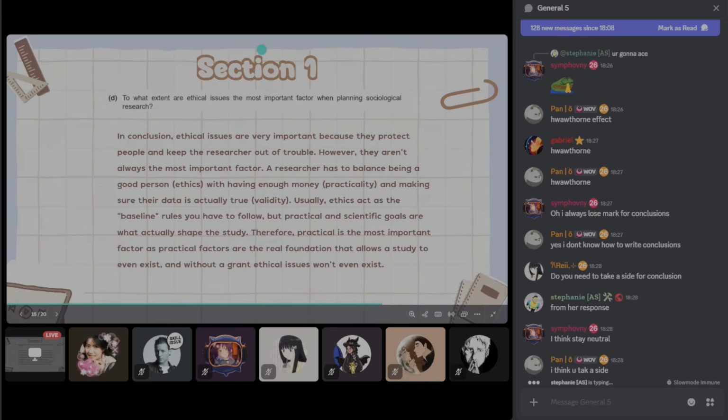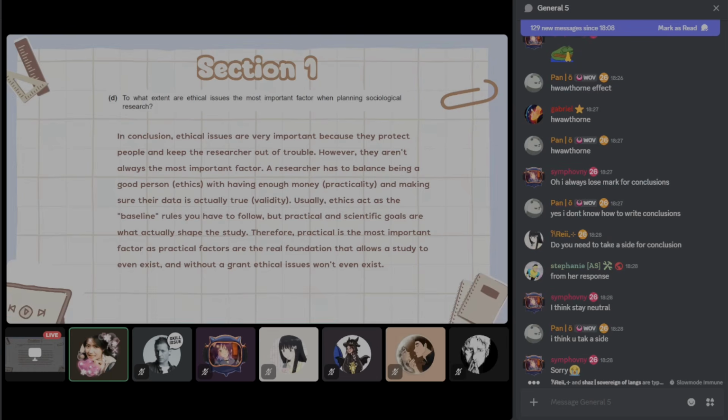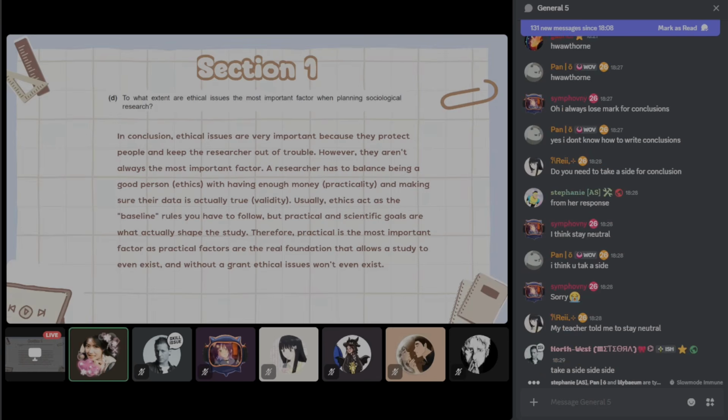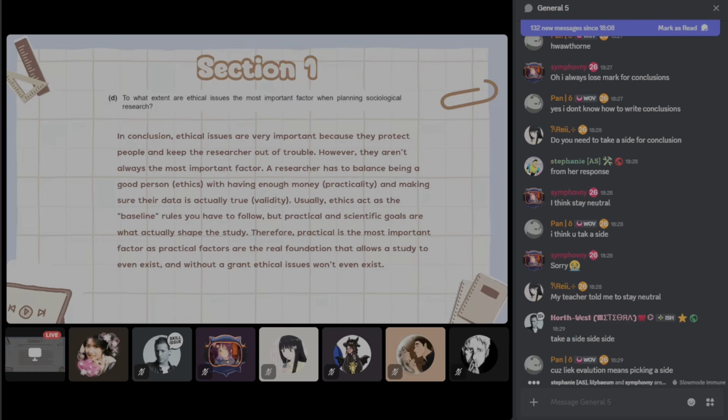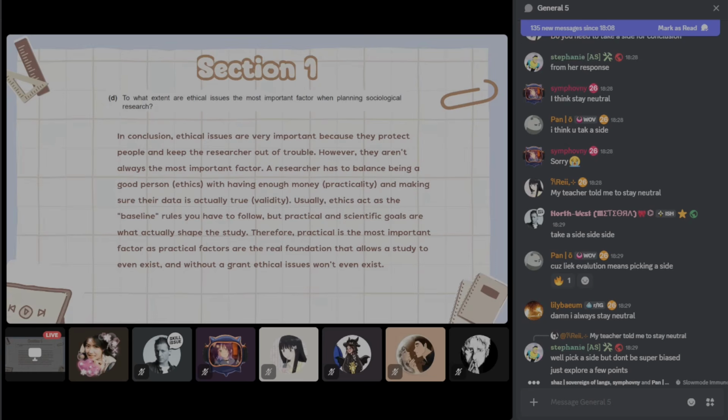As far as my knowledge goes, yes, you do have to pick a side. Being neutral, I don't know if it's allowed, but in candidate responses I do see them picking a side, so it's safe to pick a side. Yes, pick a side, but don't be super biased.